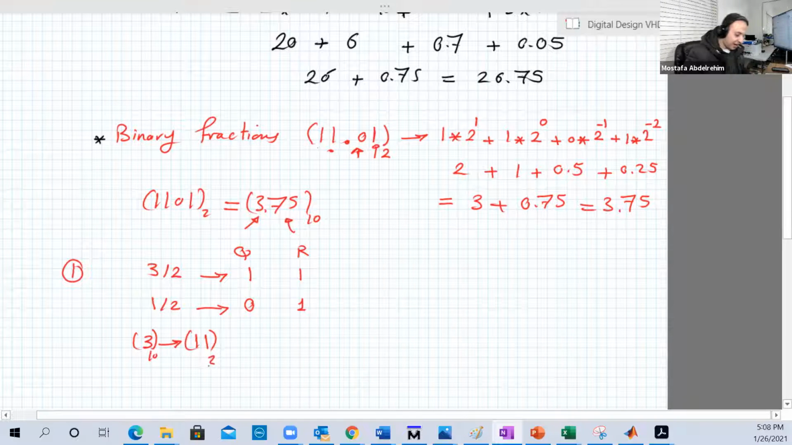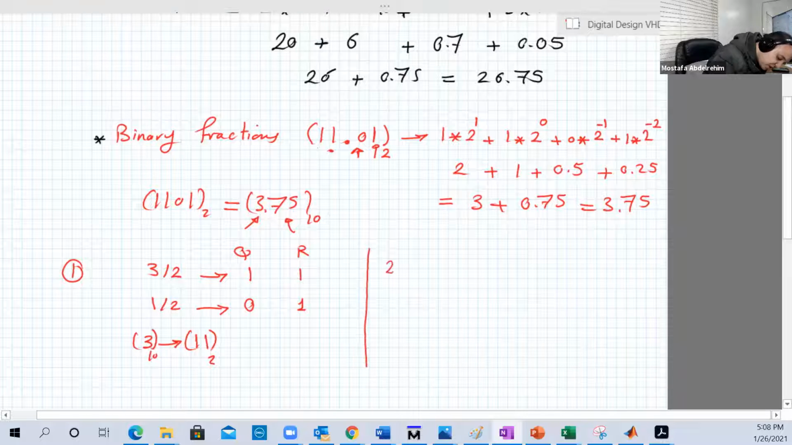What is the second step, which is a new thing here? The second step is to convert the fractional part, the 0.75.